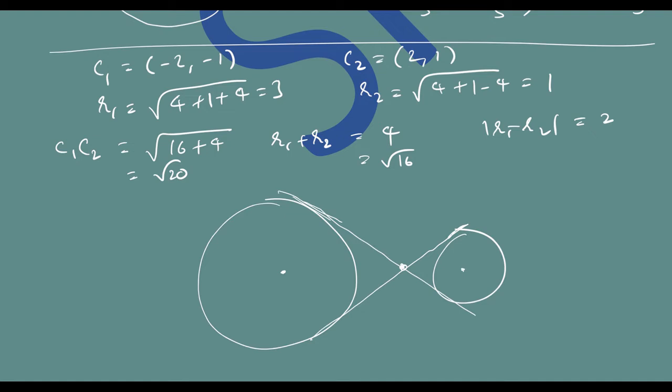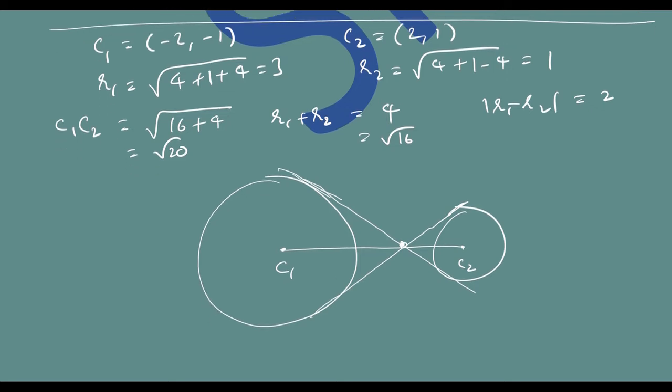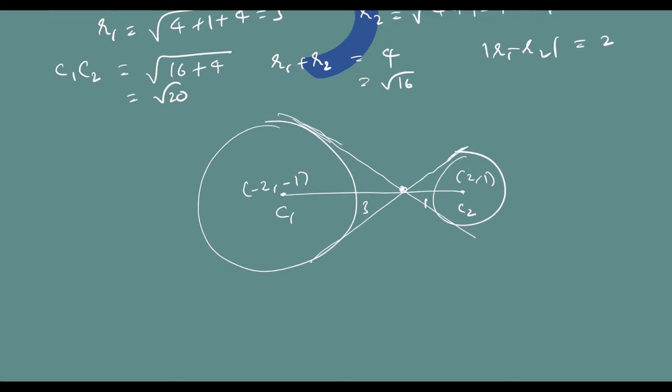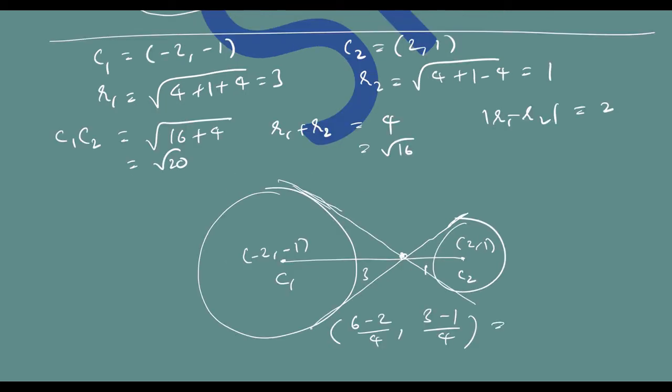So we know that this divides the line joining C1, C2 in the ratio R1 is to R2. So applying that R1 is to R2, with (-2, -1) and (2, 1), applying the ratio, I'll have it as (6 - 2)/4 comma (3 - 1)/4. So I'm getting it as (1, 1/2).